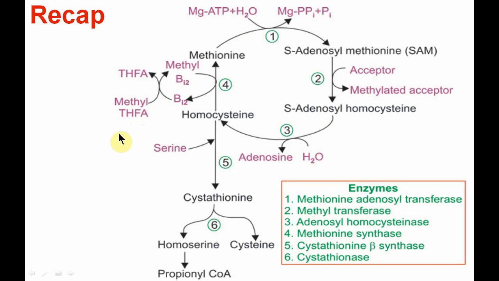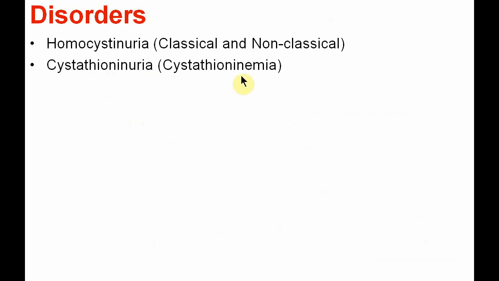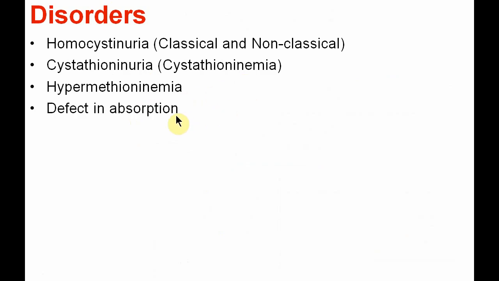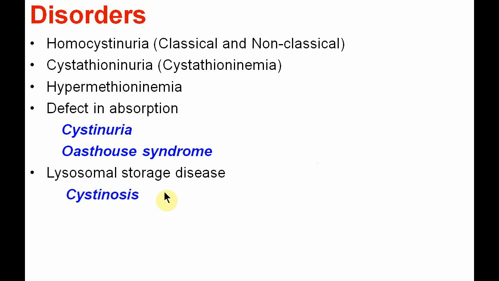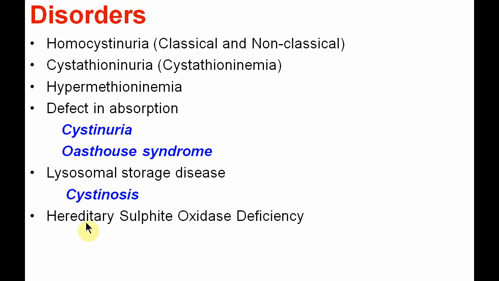So now let us see the list of disorders associated with the sulfur containing amino acids. First is homocystinuria. Second, cystathioninuria or cystathionemia. Then hypermethioninemia. Then defects in absorption, we have cystinuria and oxidase syndrome. Lysosomal storage disease, in which the list is cystinosis. And rare is hereditary sulfite oxidase deficiency. So this is the list of the disorders under sulfur containing amino acid metabolism.